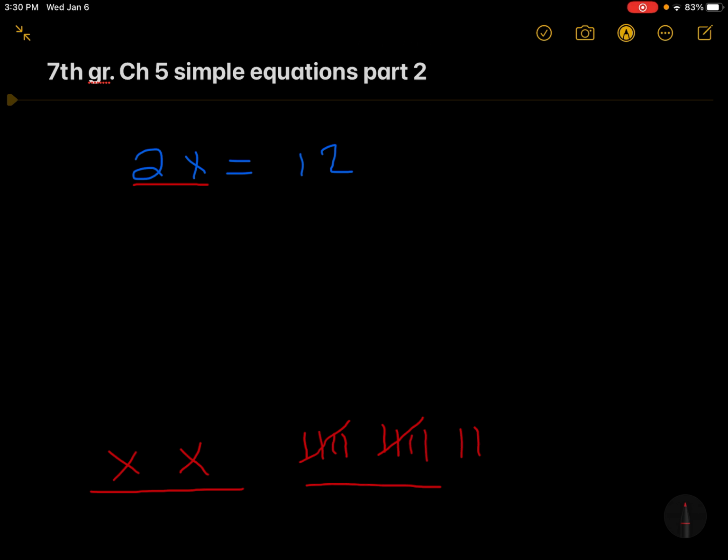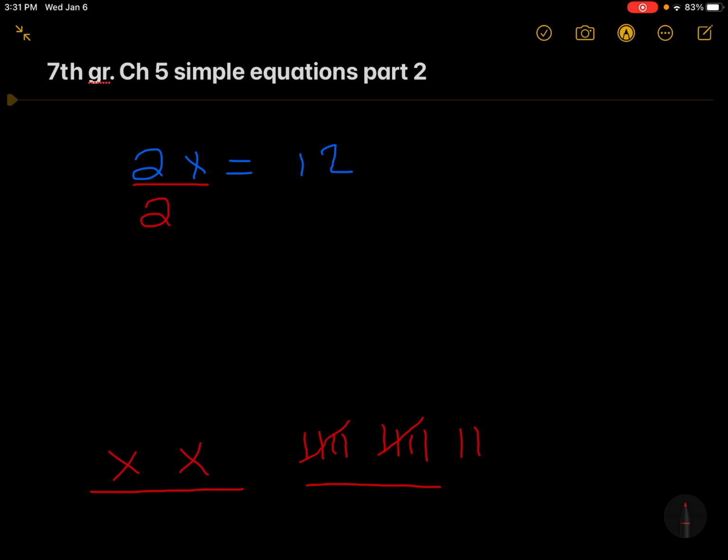Well, if there are 2 x's, then that means that there are 2 groups of the same number represented on the right side as well with the number 12. So what we need to do here is break that group into 2 pieces to see how much is actually in one of those groups. How? We do the opposite of what's listed here. So right now it says 2 times x. Well, if we want to get rid of that 2, we need to divide. So let's divide by 2.